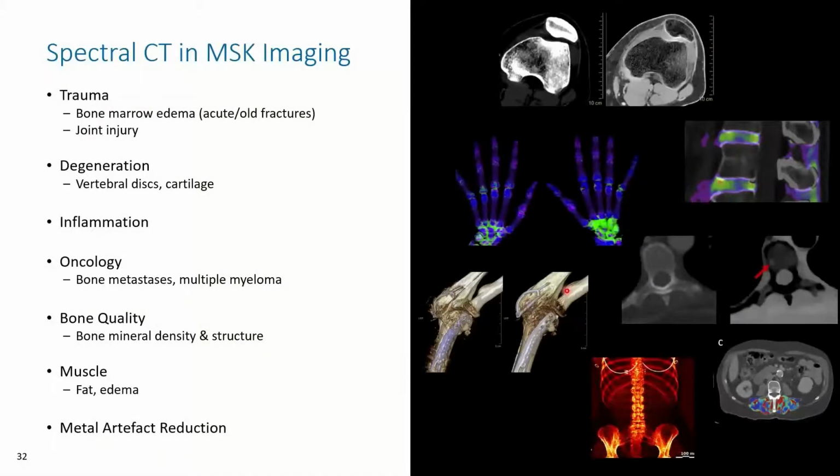Okay, so the rest of the time, I'd like to just talk about specifics for musculoskeletal and things like joint injury, degeneration, inflammation, all these things. This is really the domain of MRI. We don't get these kinds of images with CT, we can really easily see a fracture. We can get good values for bone mineral density.